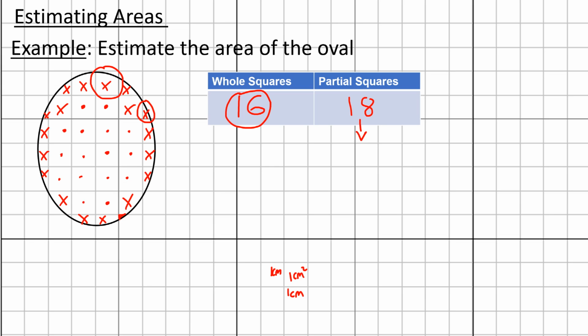So the area of all those partial squares is going to be half of 18, which is 9. So to work out the total area, I need to add up 16 and 9, which is going to be 25 centimetres squared.